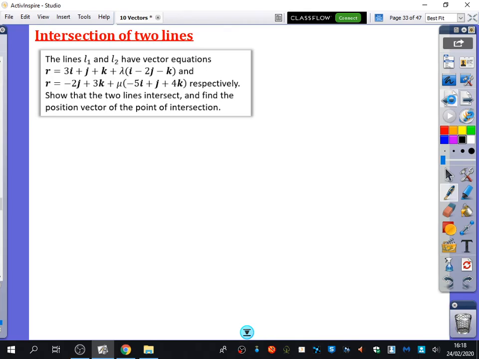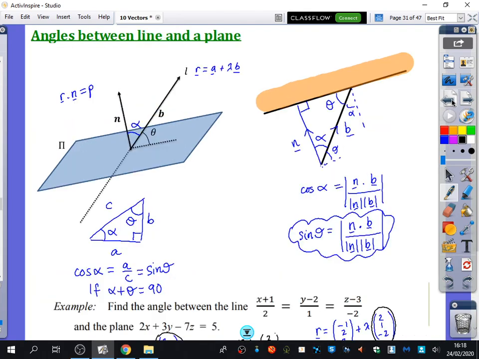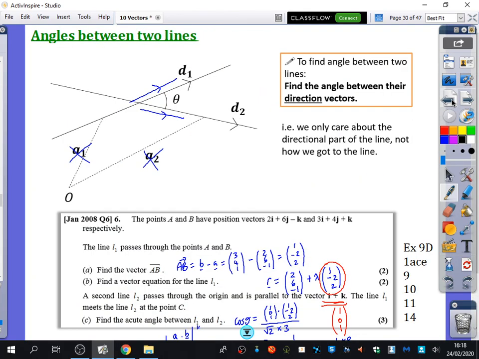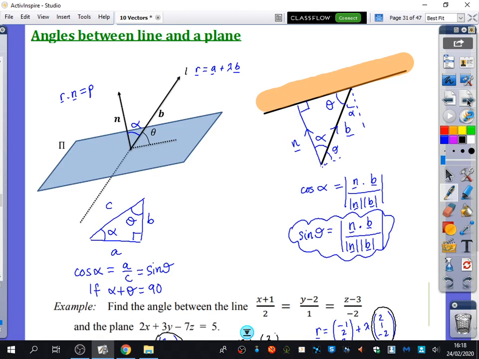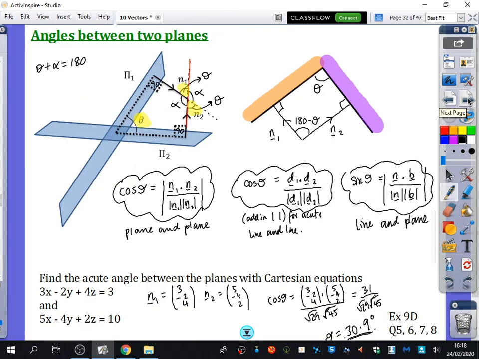So we're not going to do the intersections of two lines. You can now do exercise 9D, do a mixture of some of the ones about two lines, and some of them about a line and a plane, and some of them about the two planes. You can see all the different questions that there are for that. And I think that's us pretty much done, okay?